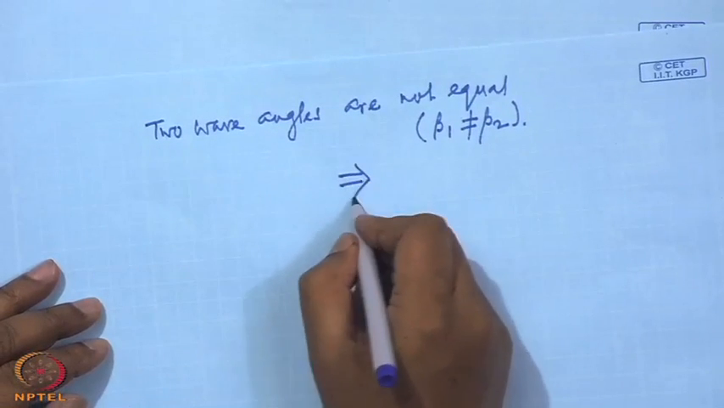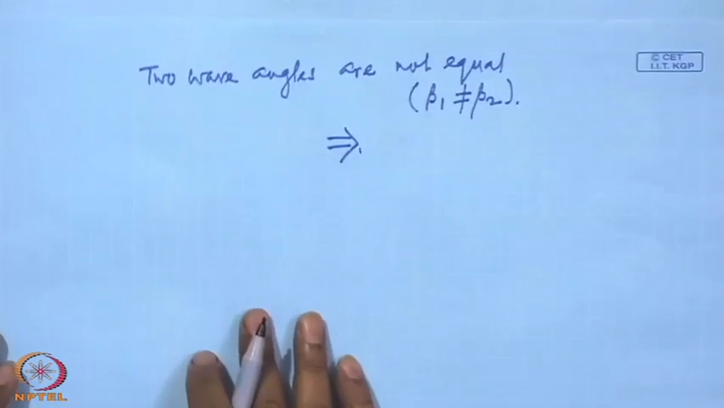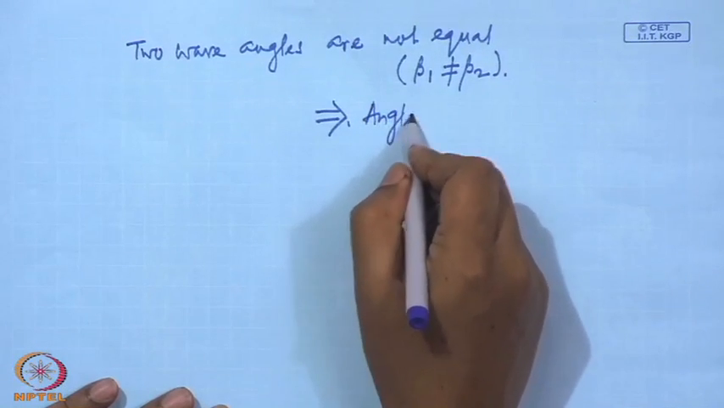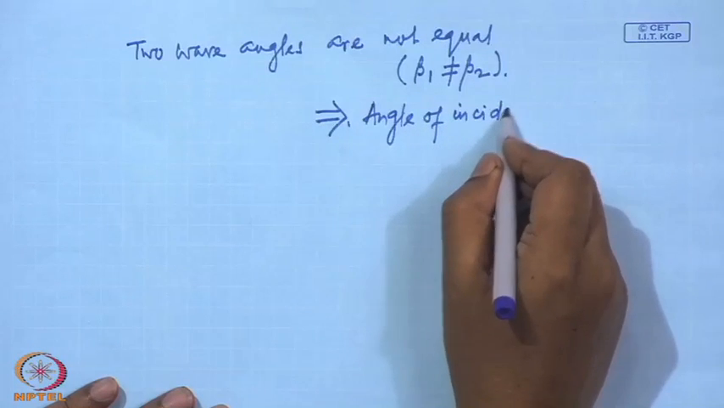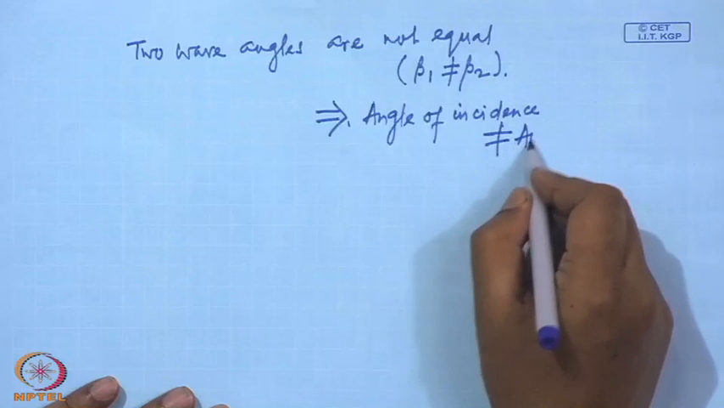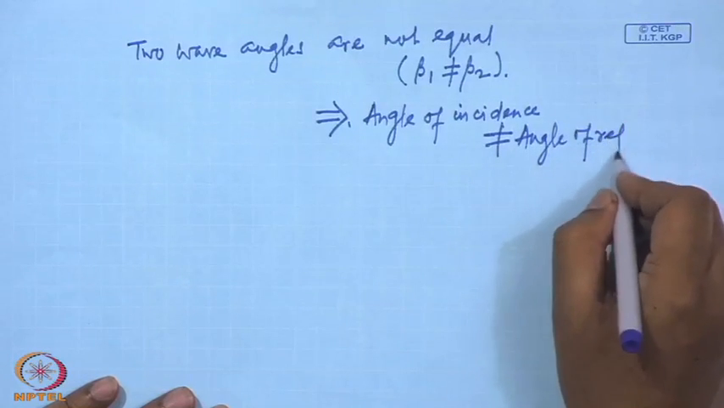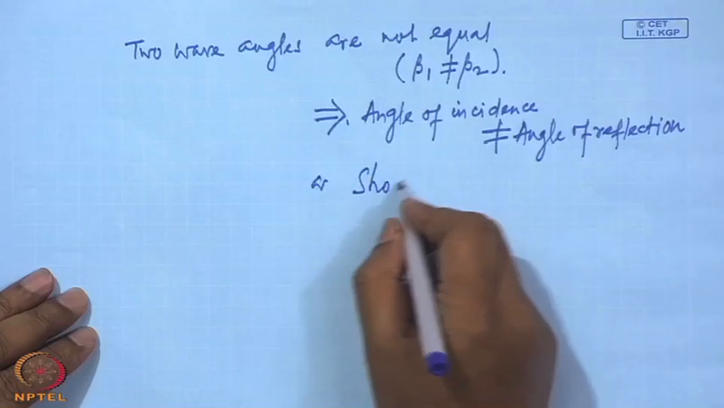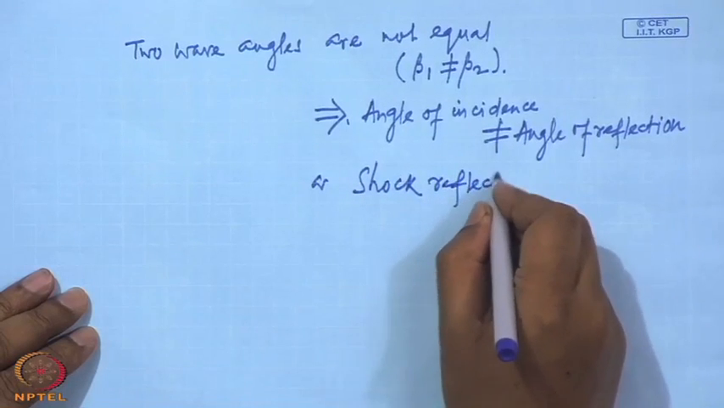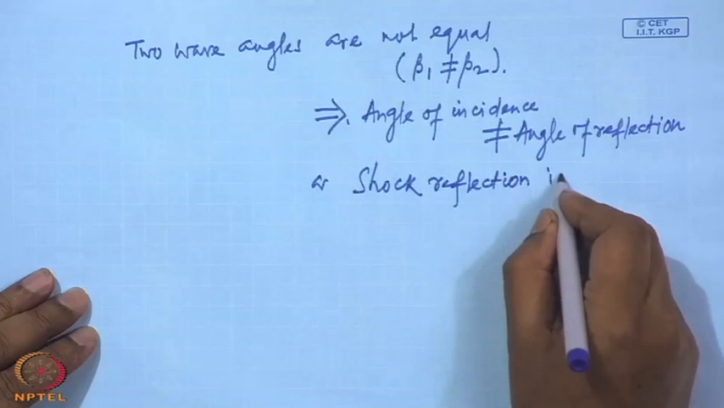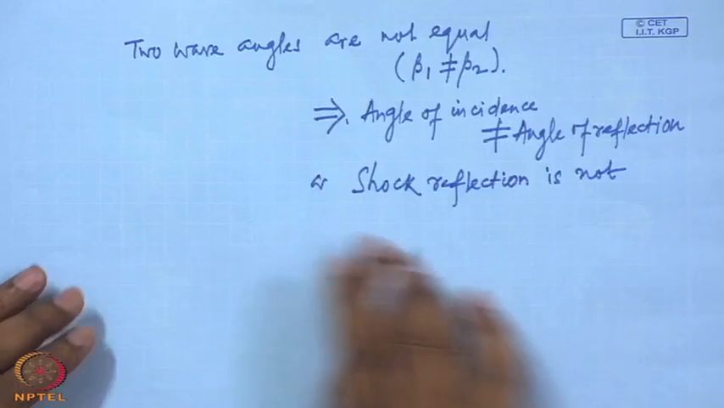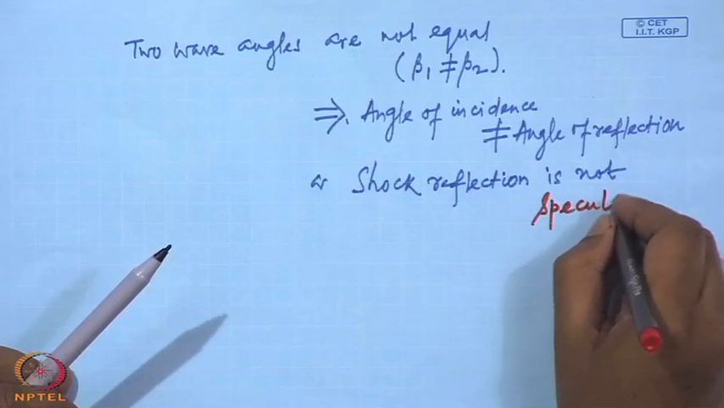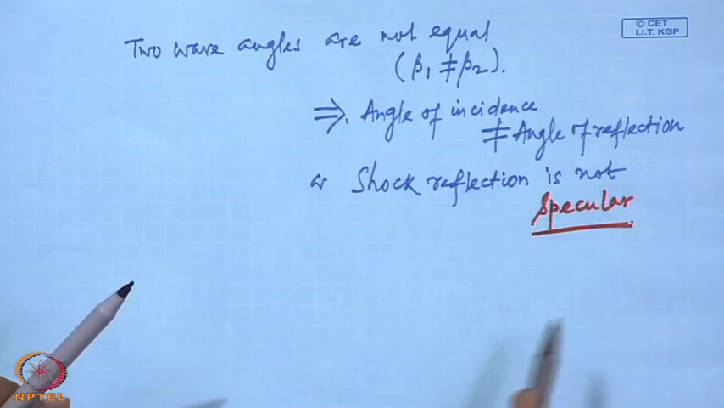And this shows that angle of incidence and angle of reflection is not equal. Angle of incidence is not equal to angle of reflection. Or shock reflection is not specular.